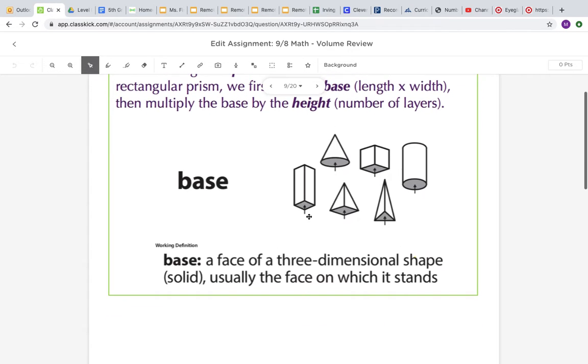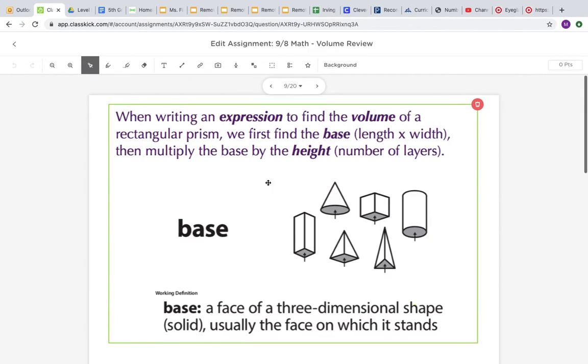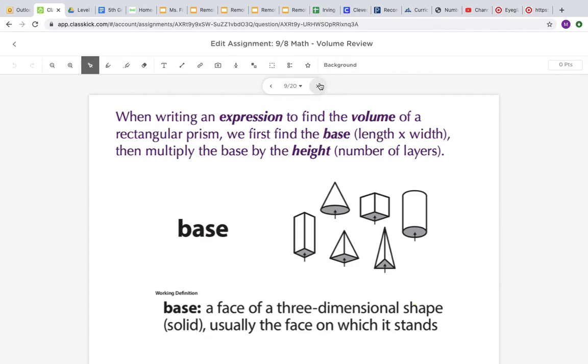All right, our base is a face of a 3D shape, usually the face on which it stands. So when writing an expression to find the volume of a rectangular prism, we first want to find the base, which is the length times the width. And then we want to multiply it by the height, which is the number of layers.